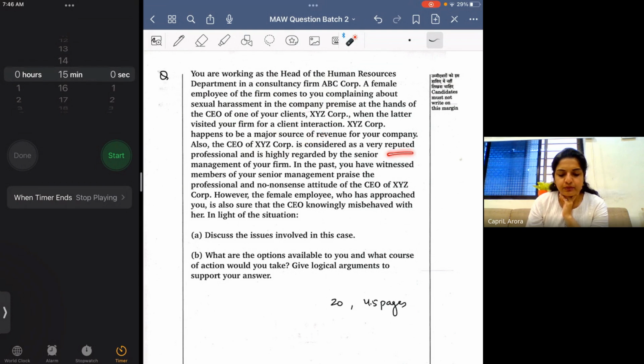It is reputed, very professional, held in high regard in the eyes of senior management, and they have also appreciated the CEO multiple times for how good he is. However, the female employee is saying that he has misbehaved consciously. Now, what are the issues with the case, what are the options available to you, and what action are you going to take as the head of HR?